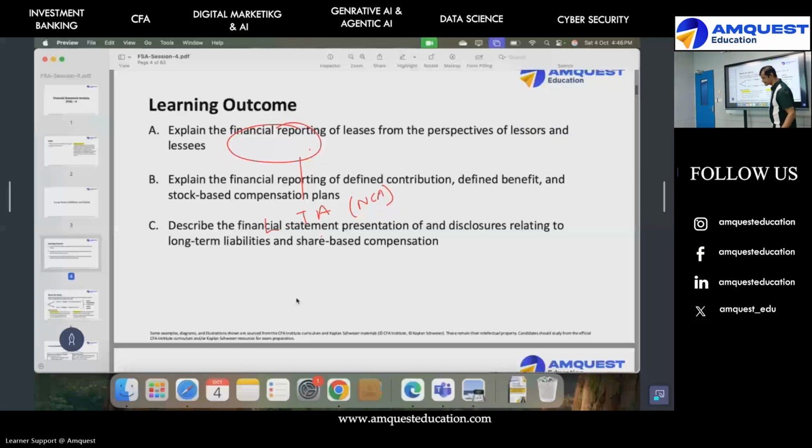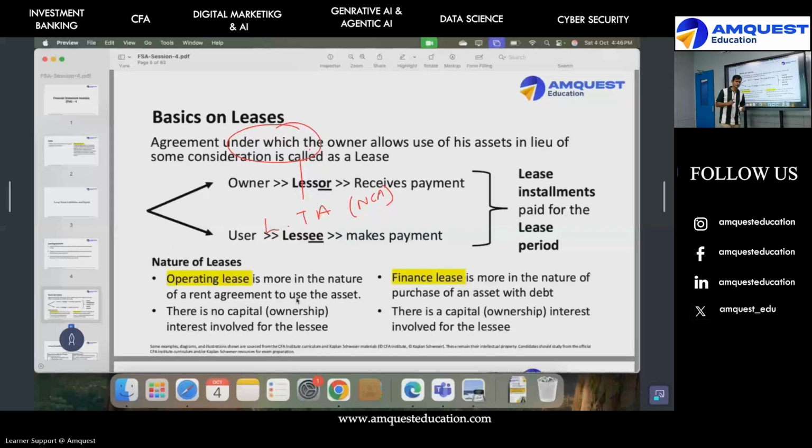So let's start today. Today what we're going to do is lease accounting. But remember, while this is meant to be a long-term liabilities topic, what we'll teach you in lease accounting is all about assets as well as liabilities. Under this standard, they'll teach you how to record a lease from a lessor's point of view and a lessee's point of view.